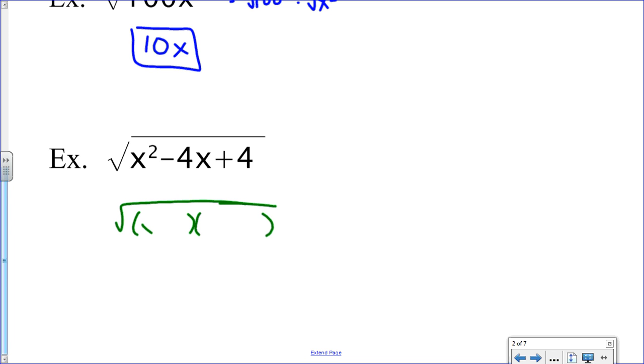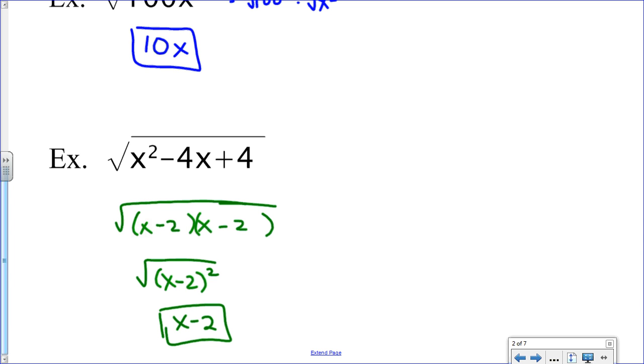So I need numbers that multiply to be positive 4 and add to be negative 4. Negative 2 and negative 2. Okay. Well, x squared minus 4x plus 4 can be written as x minus 2 squared. And now I can do the square root. The square root of x minus 2 squared is x minus 2. No radical because you've already done the square root. Questions about that? Okay. Talk about cube roots.